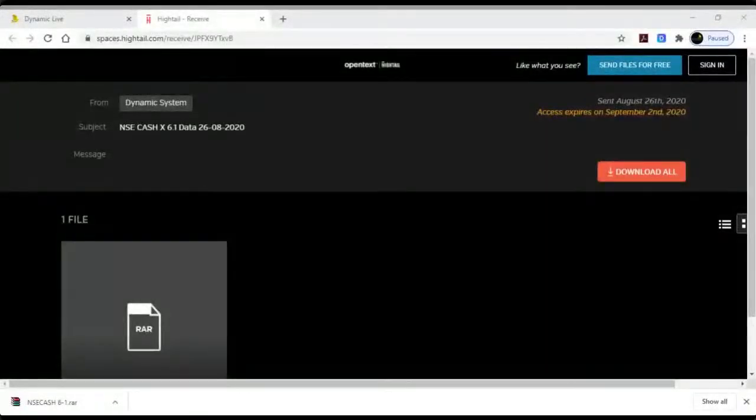Now once you have closed it, all that you have to do is find the Dynamic Live icon on the desktop. Just right click on that icon and click on the first option, Open file location. Now just give me a second. I think you people are not able to see the screen.